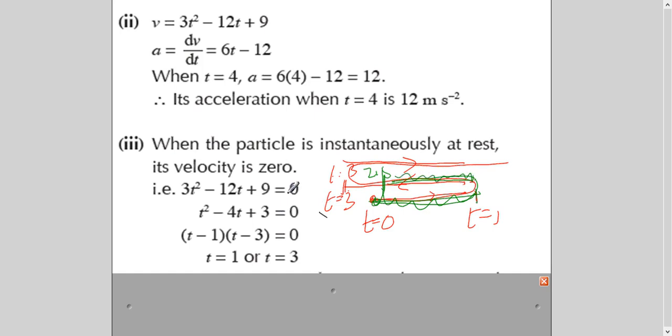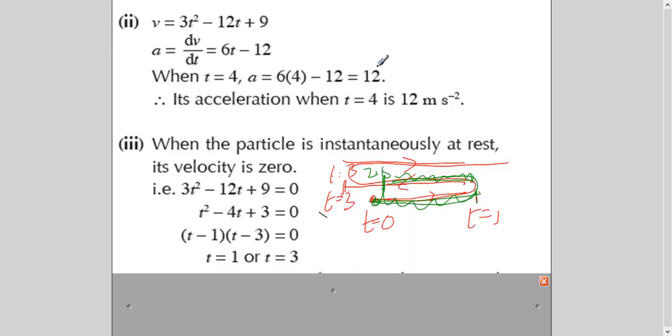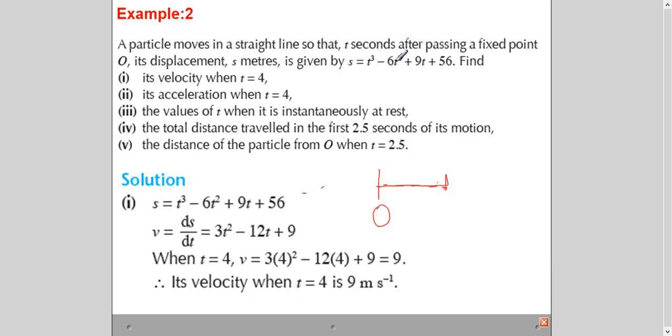Now, what is the technique? Let's see. There are two ways. One is for developing the concept. The other is what we basically follow because it is quick. Now, what is happening at t equals 0? If you see here, suppose O is here. The fixed point is somewhere here. Now, the displacement equation, if you put t equals 0, you get s equals 56, right? Which means initially the object was 56 meters away from O on the right hand side because it is plus.